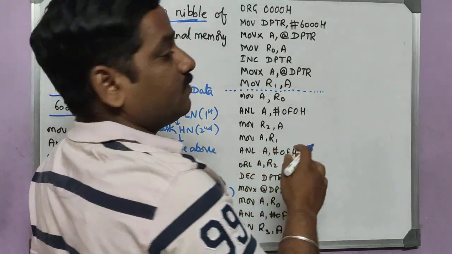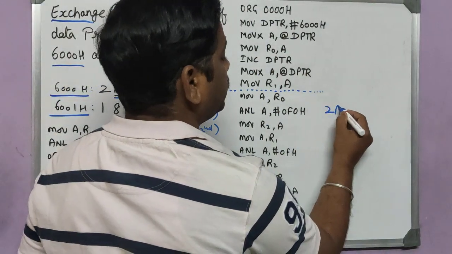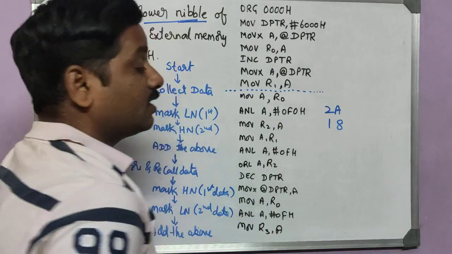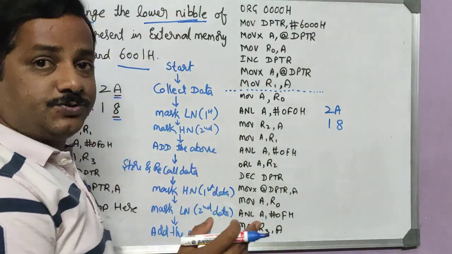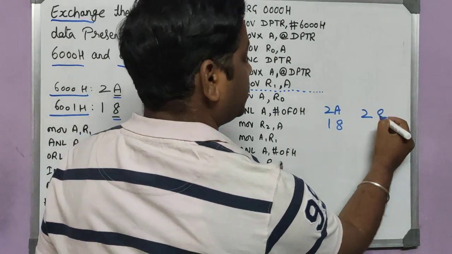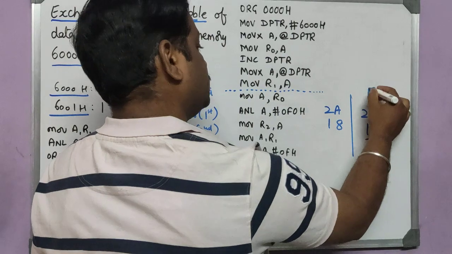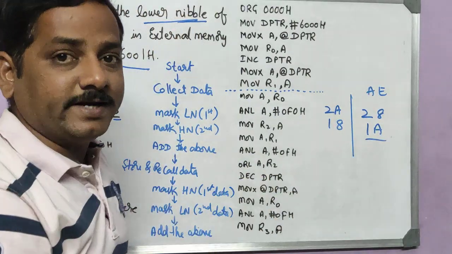Before execution the input will be like this, 2A and 18. But after execution of the program I need to get 2 and this lower nibble interchanged. I need to get it as 28 and this has to be 1A. So this is what we need after execution.